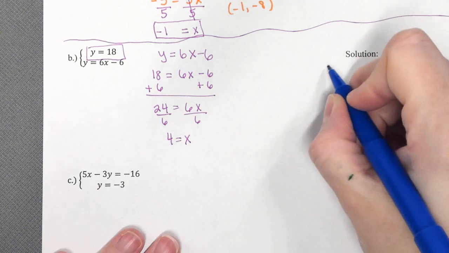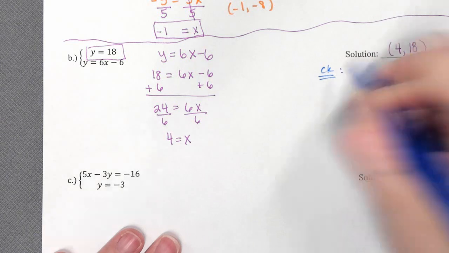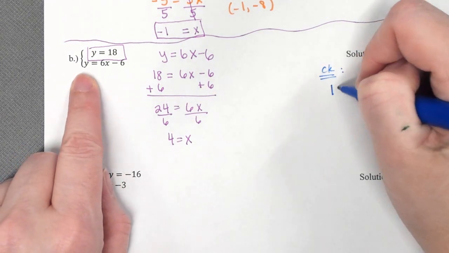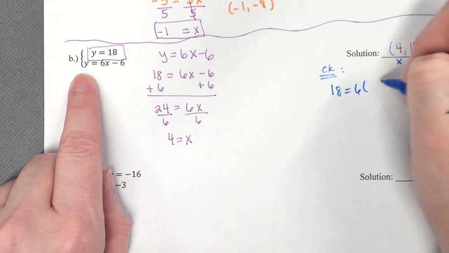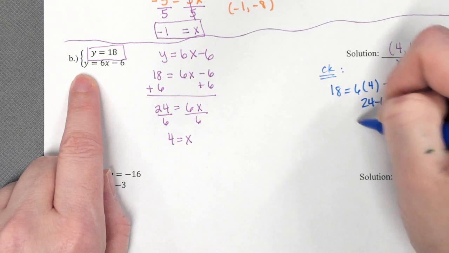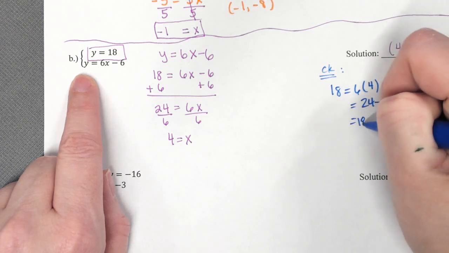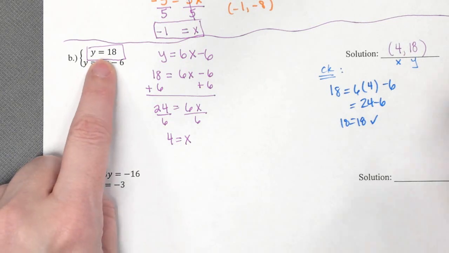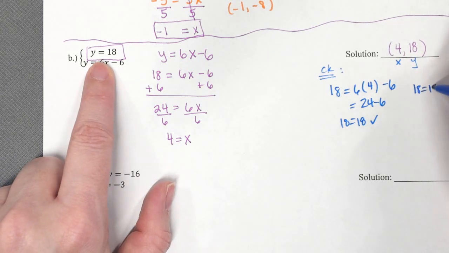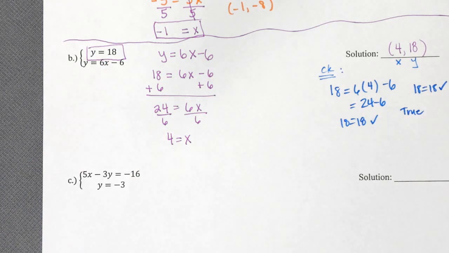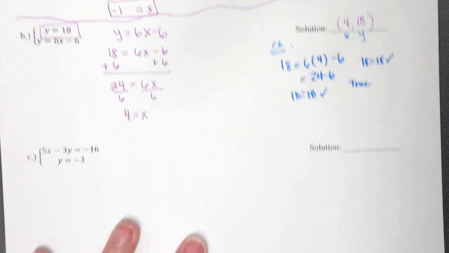So remember last week, if this is your x and this is your y, you could just plug this in and see if 18 equals 6 times 4 minus 6. It's 24 minus 6, 18. Yep. And then your other check is just y equals 18. So it would just be 18 equals 18. So that would be true. Okay, so you can always check it that way.